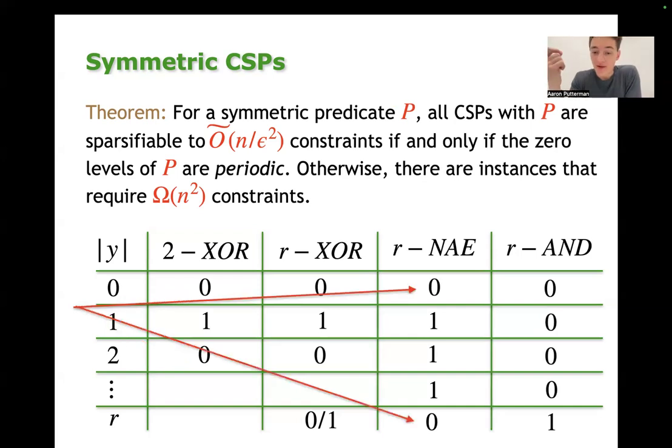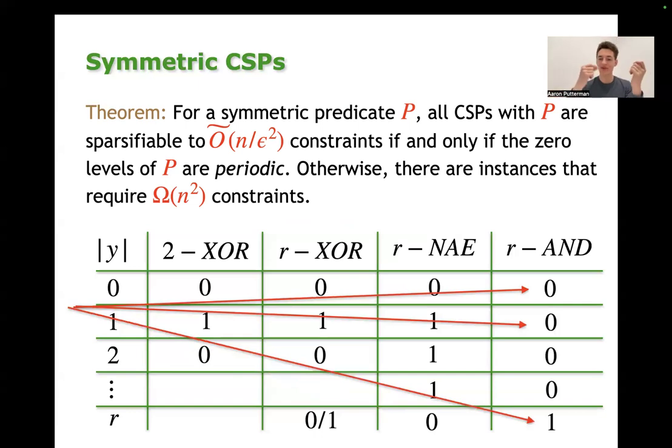When you look at the not all equal function, again, there are only 2 zeros in total. And so this is trivially periodic, right? You could say that the zeros are periodic with period R because level 0 is 0 and level R is 0. And then lastly, remember that the R-ary AND is not sparsifiable to linear size. And so there should be a sense in which this is not periodic.